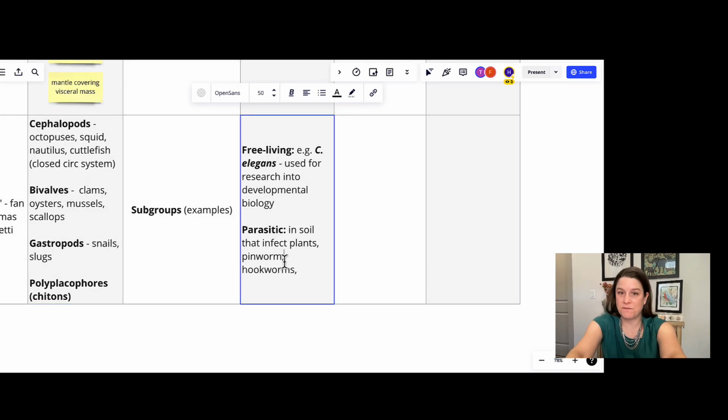Hookworms get in through the feet, most likely. So sometimes your parents or whomever would say, wear shoes, don't run around barefoot, and you could get hookworms through the foot. So that would be an infection there.